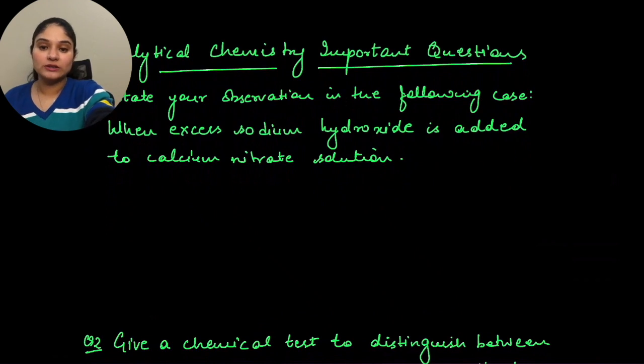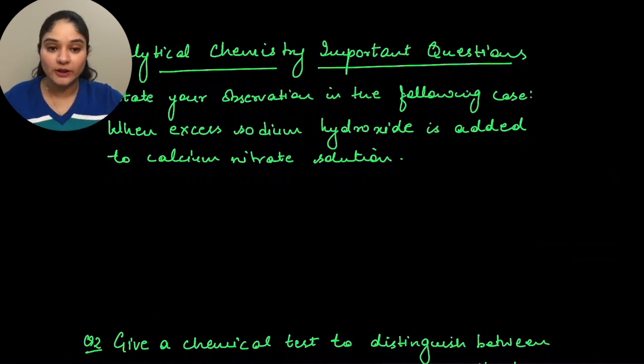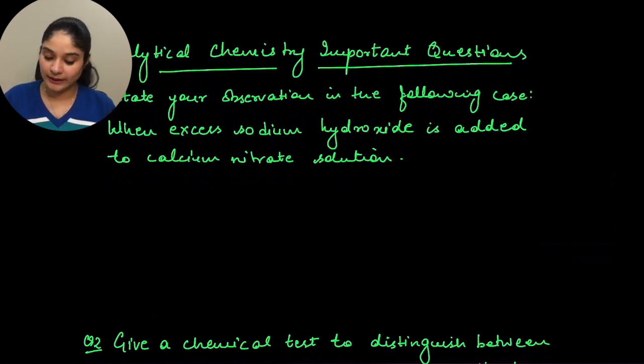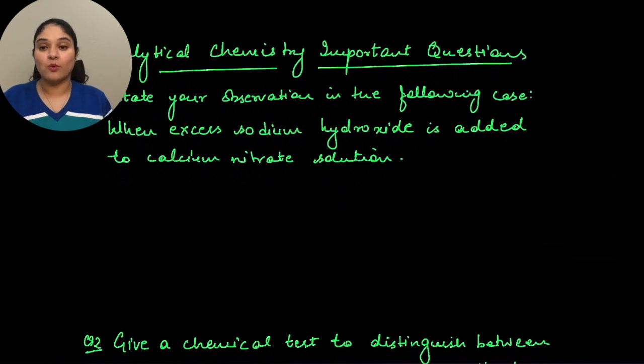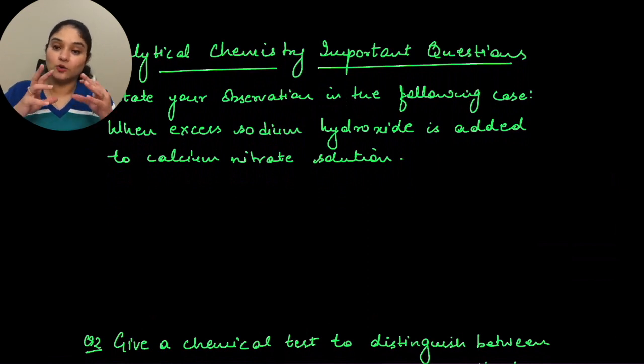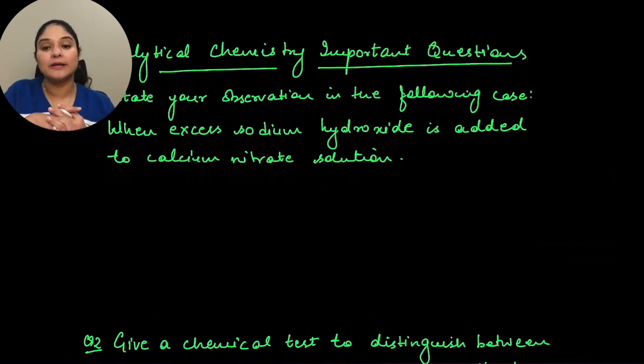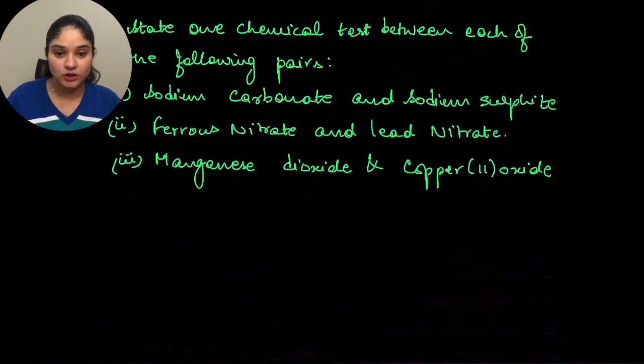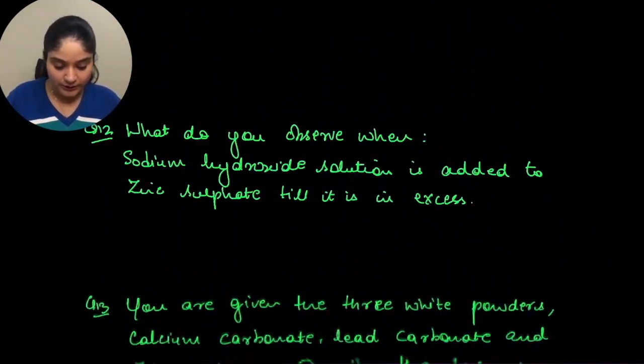The first question says: state your observation in the following case when excess sodium hydroxide is added to calcium nitrate solution. Now you go back to the chart. We are talking about calcium and we are talking about sodium hydroxide. For the first few questions, I'll tell you how we use the chart. I'll come back on the chart, copy it and take it up.